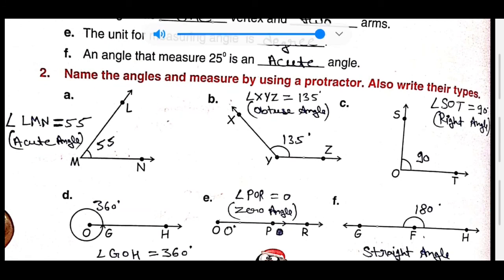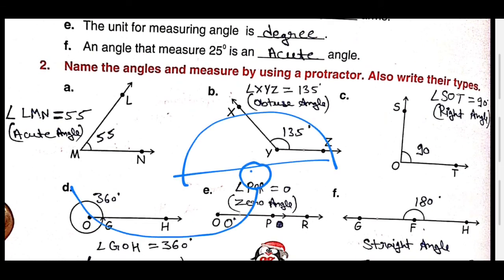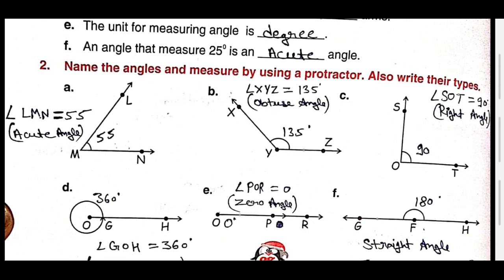Also write their types. So you have to measure with the help of a protractor. All of you know how to measure. Now you have to take your protractor. This center point will coincide with the vertex M and the baseline will pass through MN. Now you have to check the value at that point. When you check on your protractor, it becomes 55. So you have to write 55 here and write their name.